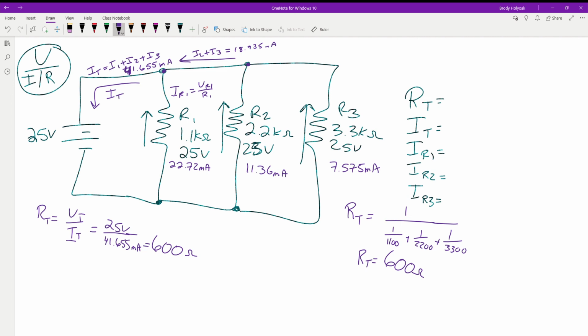So now we can combine all these resistors down into one single resistor, and looking at it, we would have a total of 600 ohms of resistance in the circuit. If we built this, put in a 1.1K, 2.2K, and a 3.3K in parallel, removed our power supply, measured it, we would get 600 ohms of resistance. Ish, depending on their values.